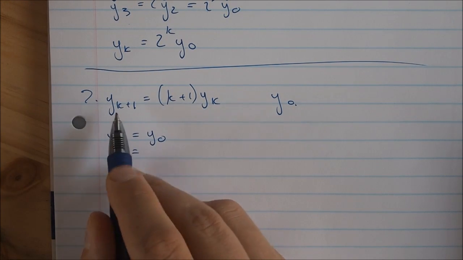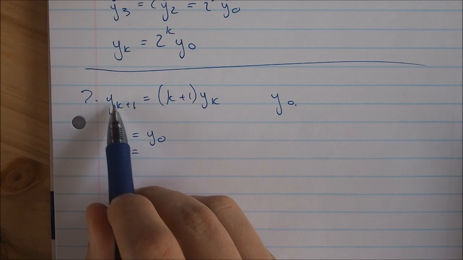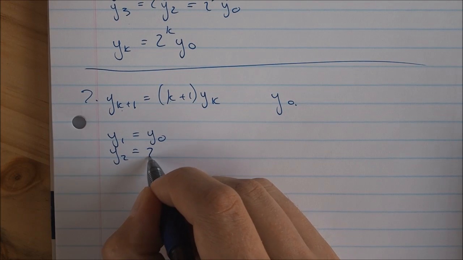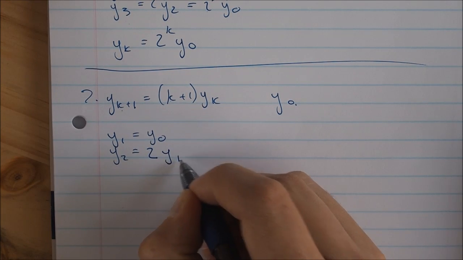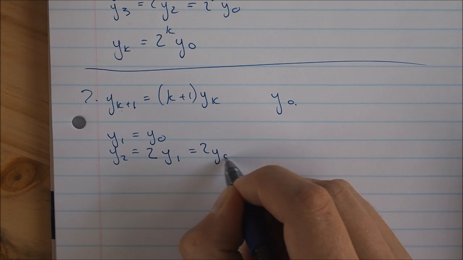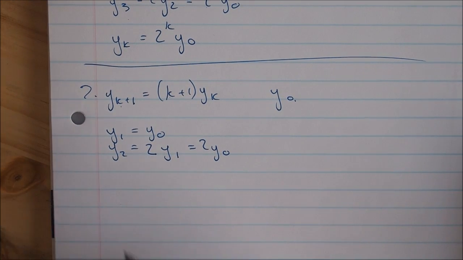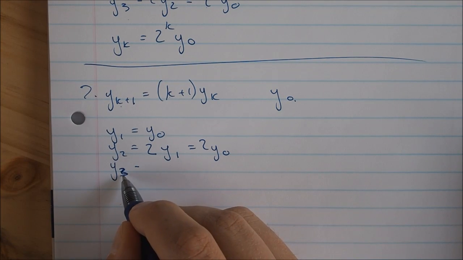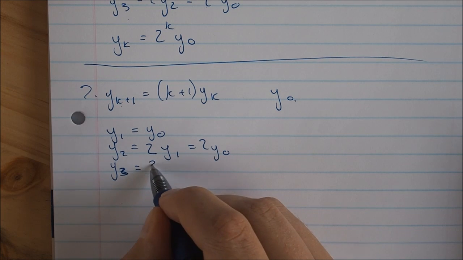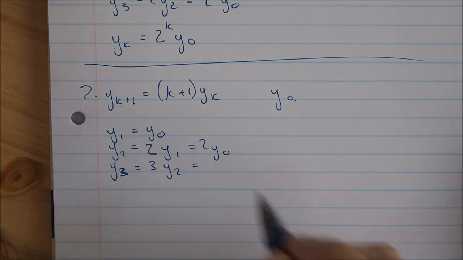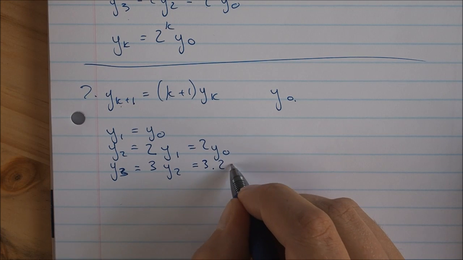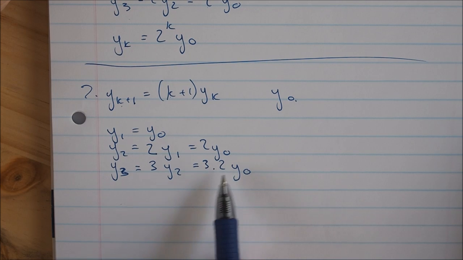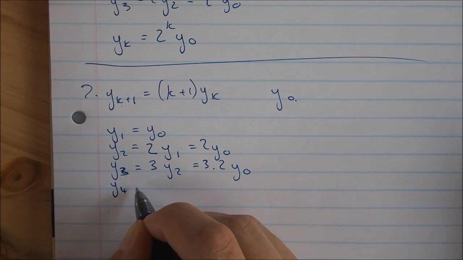y2 is equal to, so k is now equal to 1, 1 plus 1 is 2, so I have 2 times y1, which is equal to 2 times y0. K equal to 2, so k plus 1 is 3, 3 times y2, this is equal to 3 times 2 times y0. Okay, and again, I'm not writing this as 6, I'm writing this as 3 times 2. Let's try one more, hopefully it makes it a bit clearer.